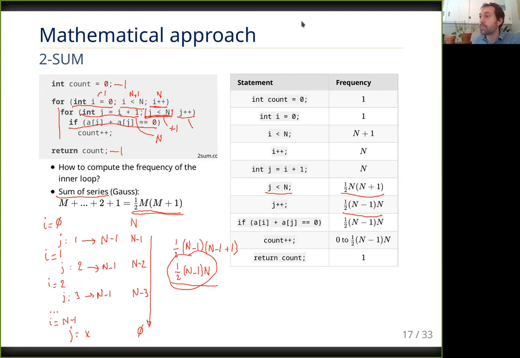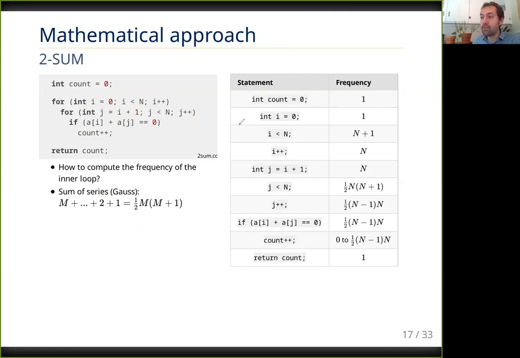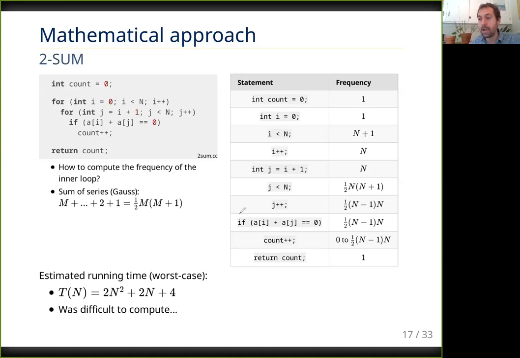Okay. Once again, if we sum all of this and we take the worst case scenario where all of the pairs sum to 0, so we execute every single line all the time, that's the kind of running time that we have: 2 times n to the power of 2 plus 2n plus 4.